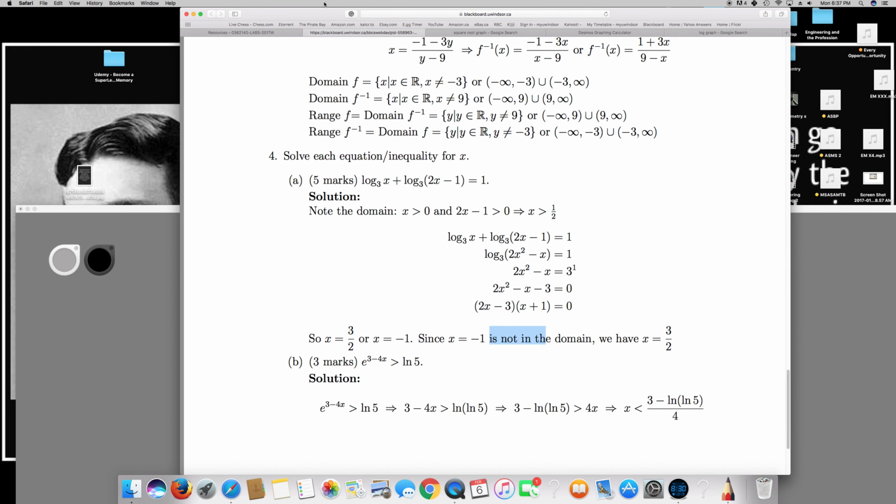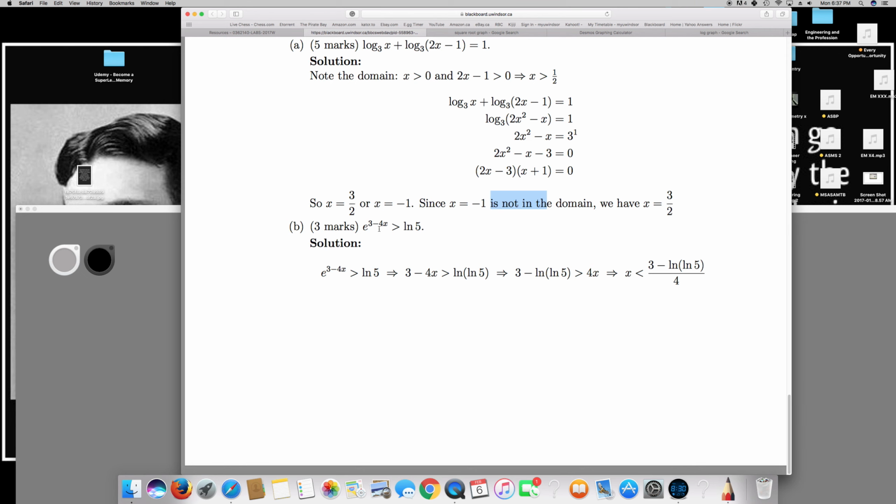That's the answer. And the final question is asking e to the power of 3 minus 4x is greater than 5, so we have to solve this. If I take the ln of both sides, e and ln cancel, and 3 minus 4x is greater than ln 5. So if I bring the 4x to the other side, x is going to be less than 3 minus ln 5 over 4. That's our final answer.